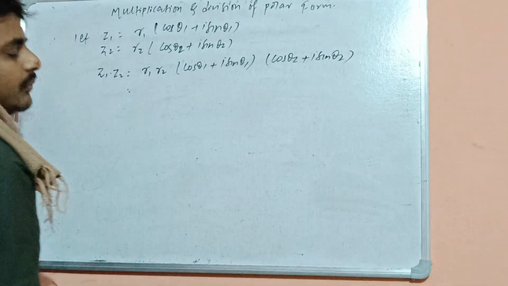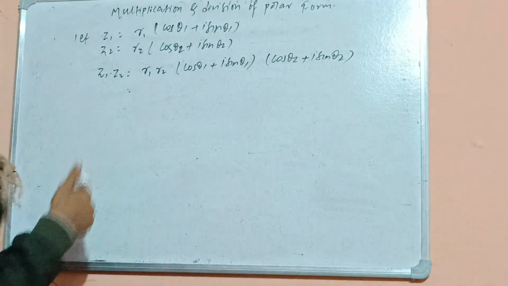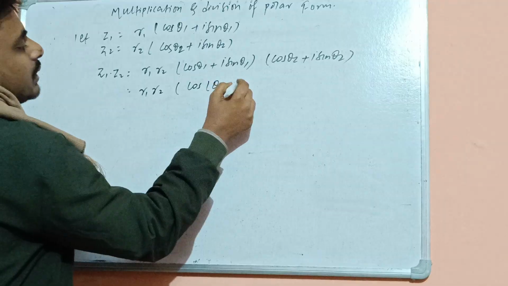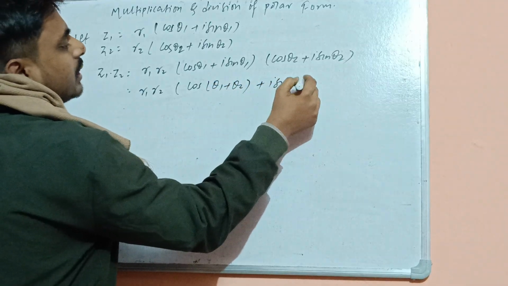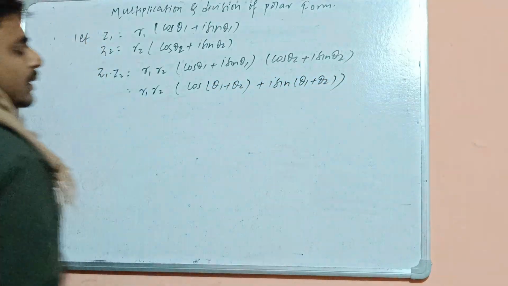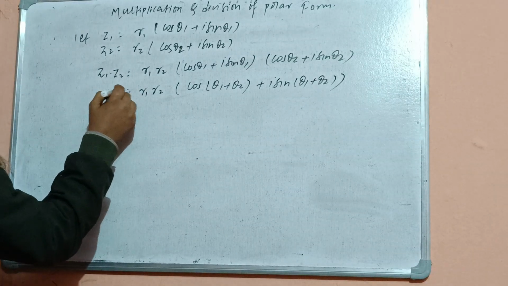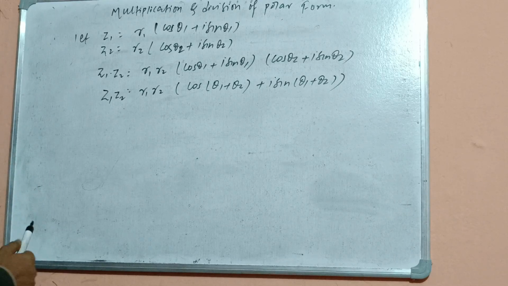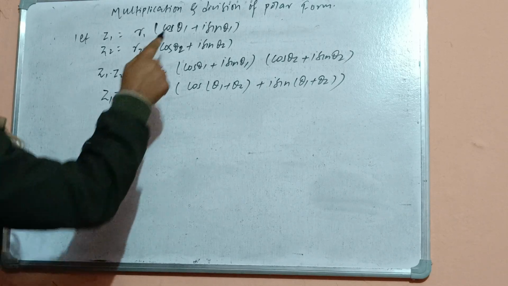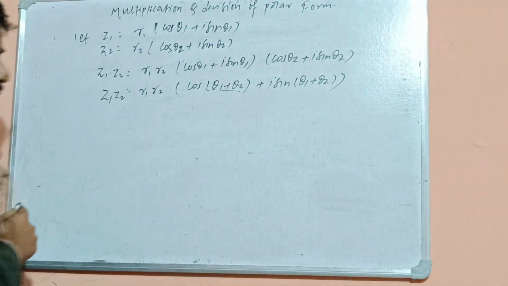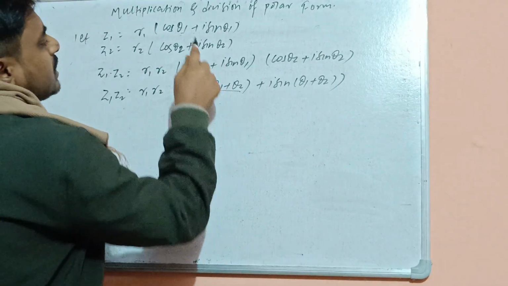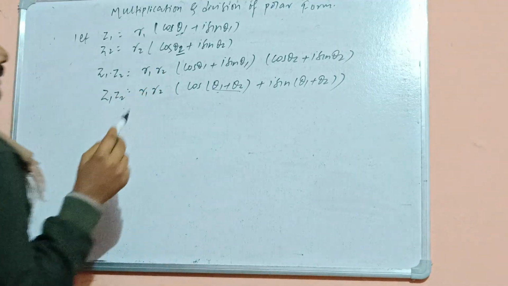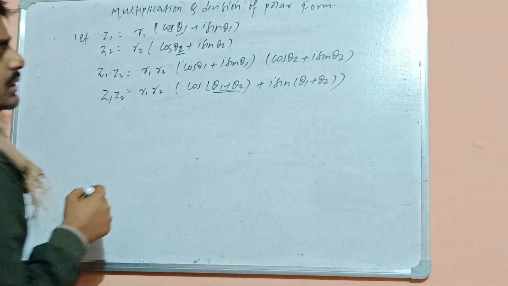On multiplication and simplification, we get r1 r2 (cos (theta 1 plus theta 2) plus i sin (theta 1 plus theta 2)), which is z1 z2. That means if there is a multiplication of two complex numbers, then their arguments will be added. Here theta 1 and there theta 2, therefore they come in a combined form, that is theta 1 plus theta 2.